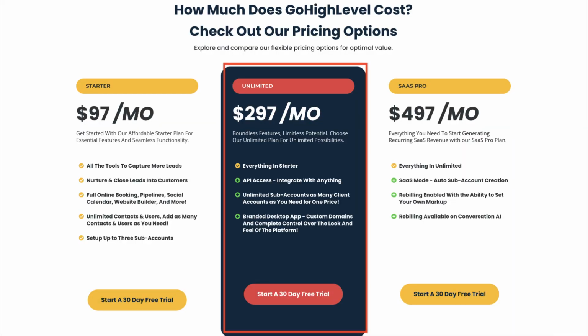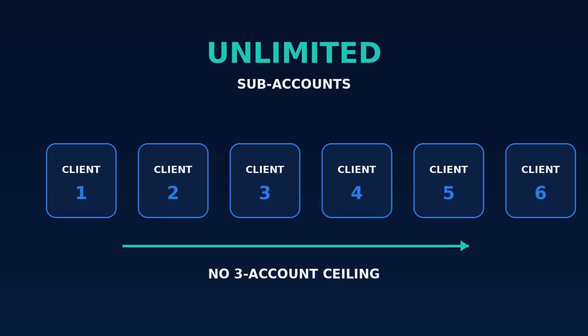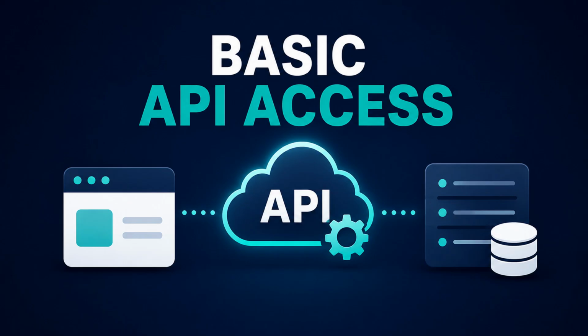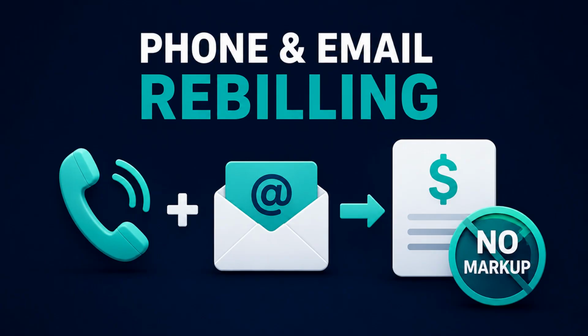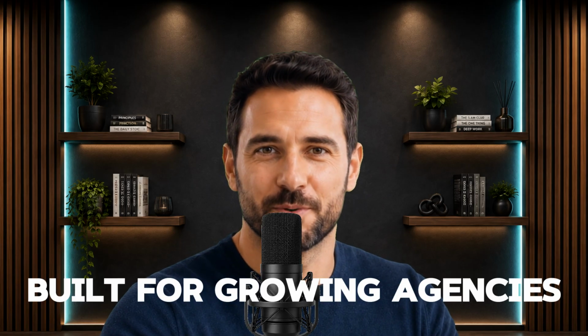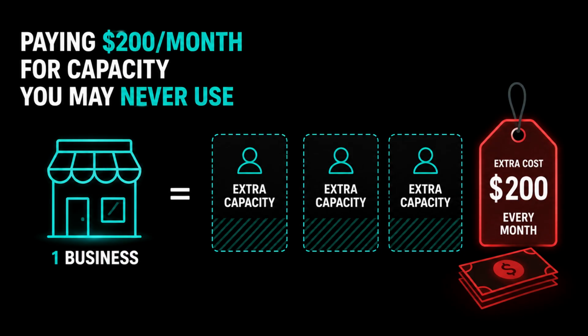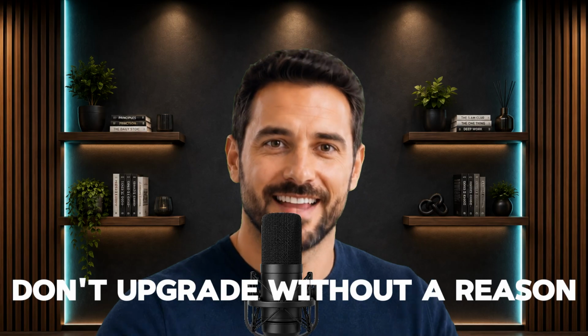Next is Unlimited at $297 a month. The big difference is unlimited sub-accounts. So you can create separate workspaces for as many clients as you need without moving to the $497 plan, just for the account limit. You also get user and agent reporting, basic API access, and phone and email rebilling without markup. So if you're running an agency with multiple clients, this is solving a completely different problem from Starter. But if you're only running one business, you're paying another $200 every month for capacity you may never use. Don't upgrade just because the next plan exists.